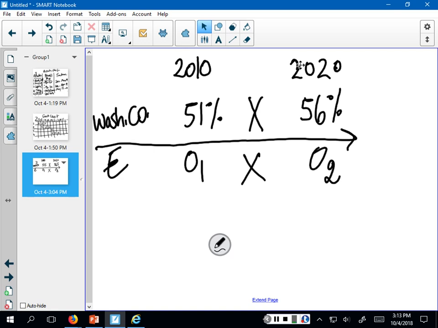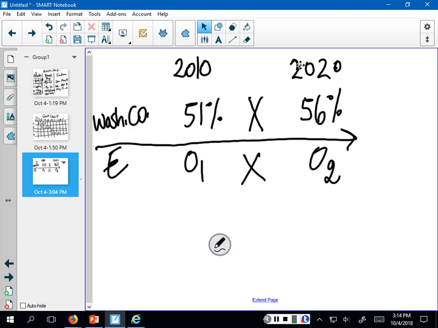We can conclude that the proportion of intended pregnancies increased in Washington County, right? It did increase. But can we conclude that that increase was because of our intervention? No. We cannot conclude that the increase was because of our intervention. Why? So there are confounding variables? Yes.